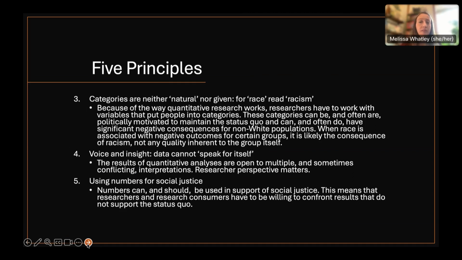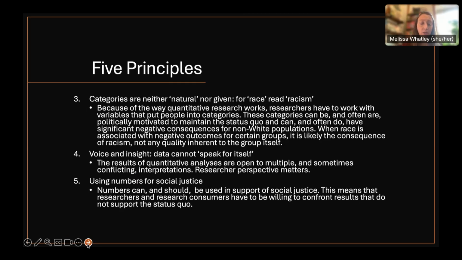An example of this is when race is associated with negative educational outcomes for certain groups. When we find, for example, that Black students or Latinx students perform less well in an academic setting compared to white students, we need to interpret a finding like that as a consequence of racism. These are students who have experienced negative educational settings that do not support their progress. These lower outcomes are a consequence of racism. It is not any quality that's inherent to the group itself.